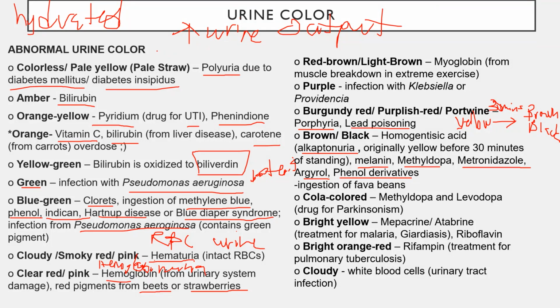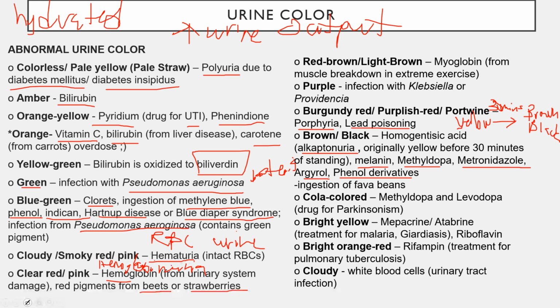Then another type of urine color is cola colored urine. This is caused by methyldopa and levodopa. So this is a drug for Parkinson's disease, class. The methyldopa and levodopa produce a cola colored urine. Then we have your bright yellow urine seen with mepacrine and atabrine. So mepacrine and atabrine, class, are treatments for malaria and giardiasis. Ingestion of riboflavin could also cause bright yellow urine.